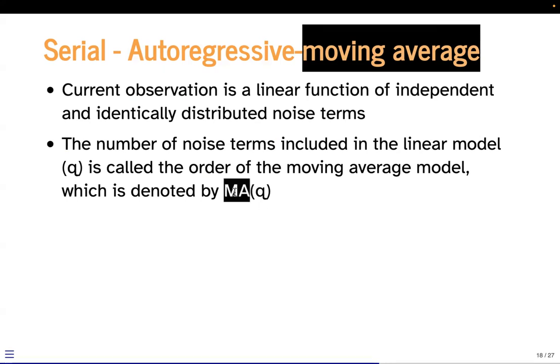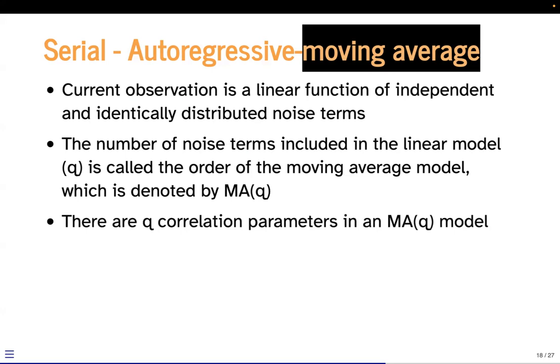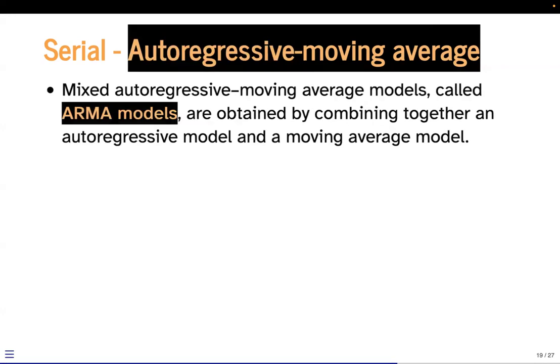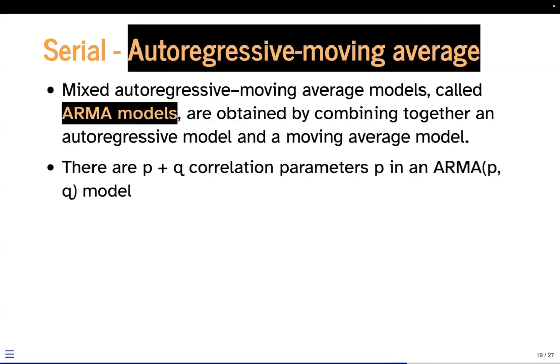And the way that you refer to it is using this MA(q) moving average notation to say how many of those points in the past are being included. Similarly to the autoregressive, you're going to have q correlation parameters in a moving average q model. So if you have a moving average 2, you're going to have 2 correlation parameters being estimated. You can also combine both in the same approach, with autoregressive and moving average together. These are called ARMA or ARIMA models. The total number of parameters being estimated is p plus q.